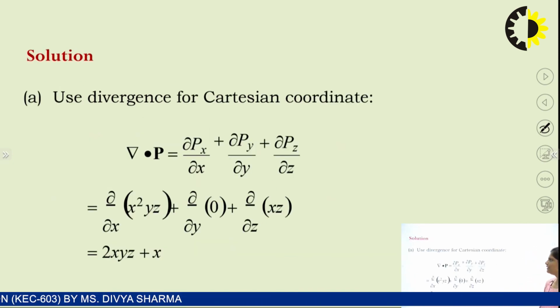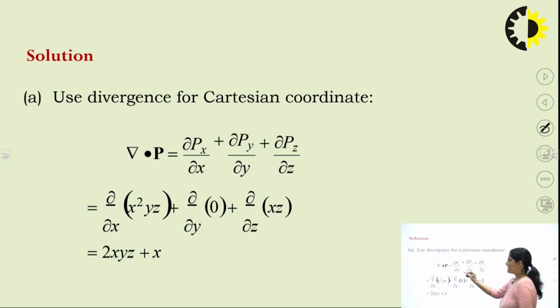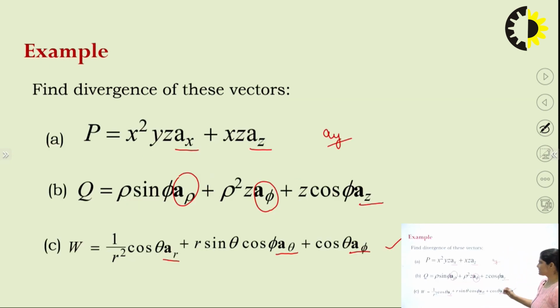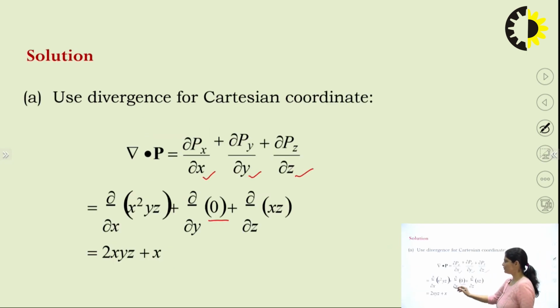Now we have to find the divergence of all these vectors one by one. First, use divergence for Cartesian coordinates. As you all know, here the coordinates are x, y, z. So find del dot P, which is equal to del Px upon del x plus del Py upon del y plus del Pz upon del z. Now put in the values. Here the unit vectors x and z are present, right? So y is absent here, so write 0. Now for the x component, write x square yz and differentiate it with respect to x. So you will get 2xyz. Now here you will get 0. Here, when you differentiate xz with respect to z, you will get x. So this is the answer for the first one.